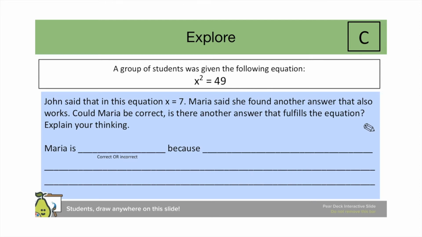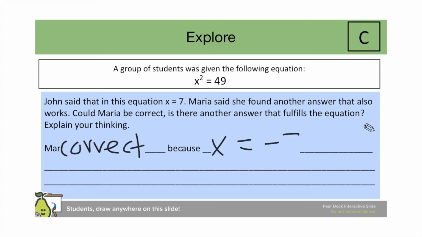For this portion of the Explore, a group of students was given the following equation: x squared equals 49. John said that in this equation, x equals 7. Maria says she found another answer that also works. Could Maria be correct? Is there another answer that fulfills the equation? Explain your thinking. Students have not explored this yet, but Maria is correct because x can also equal negative 7.